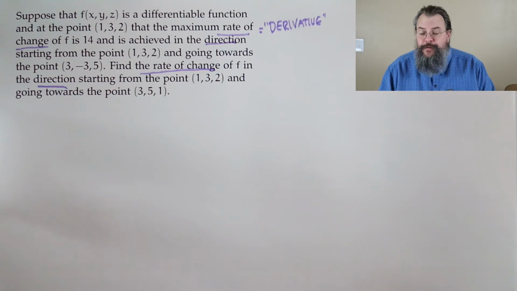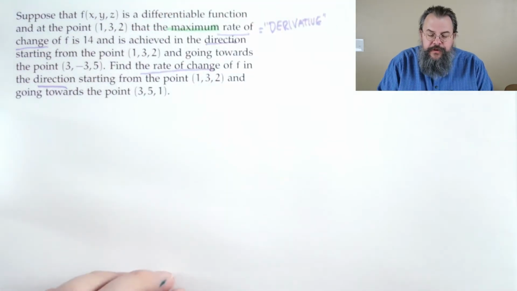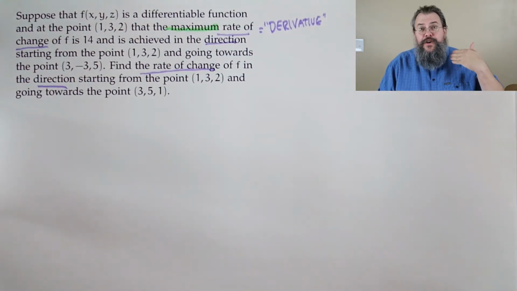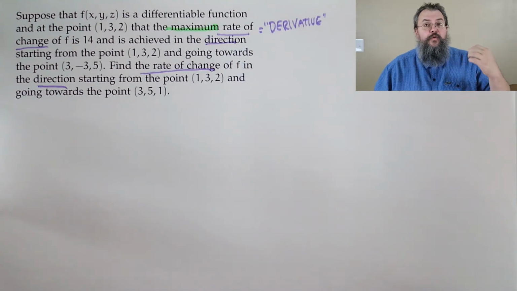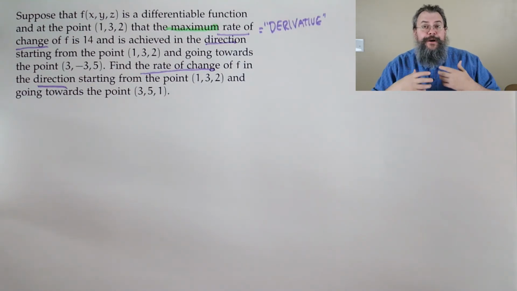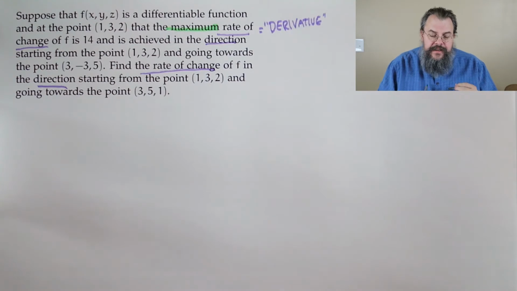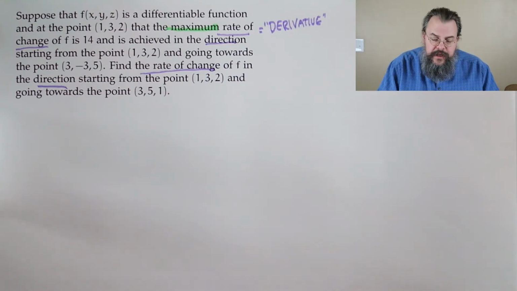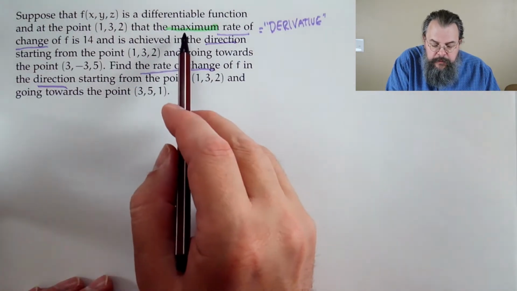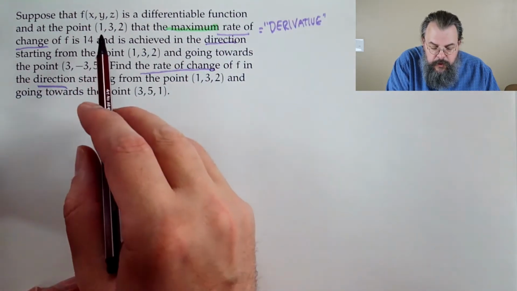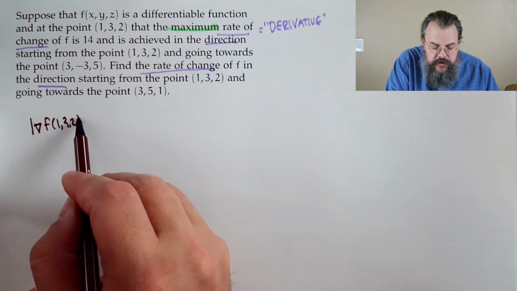Now, there's another key word here, and notice it's right here: the maximum rate of change. We already have the clue, because it's a directional derivative, that this has something to do with the gradient. This is reinforcing that clue. When we talk about the maximum rate of change, that's built into the gradient. What we know is the maximum rate of change turns out to be the magnitude of the gradient. So the maximum rate of change of f at (1, 3, 2) is found by taking the magnitude of the gradient of f at (1, 3, 2).